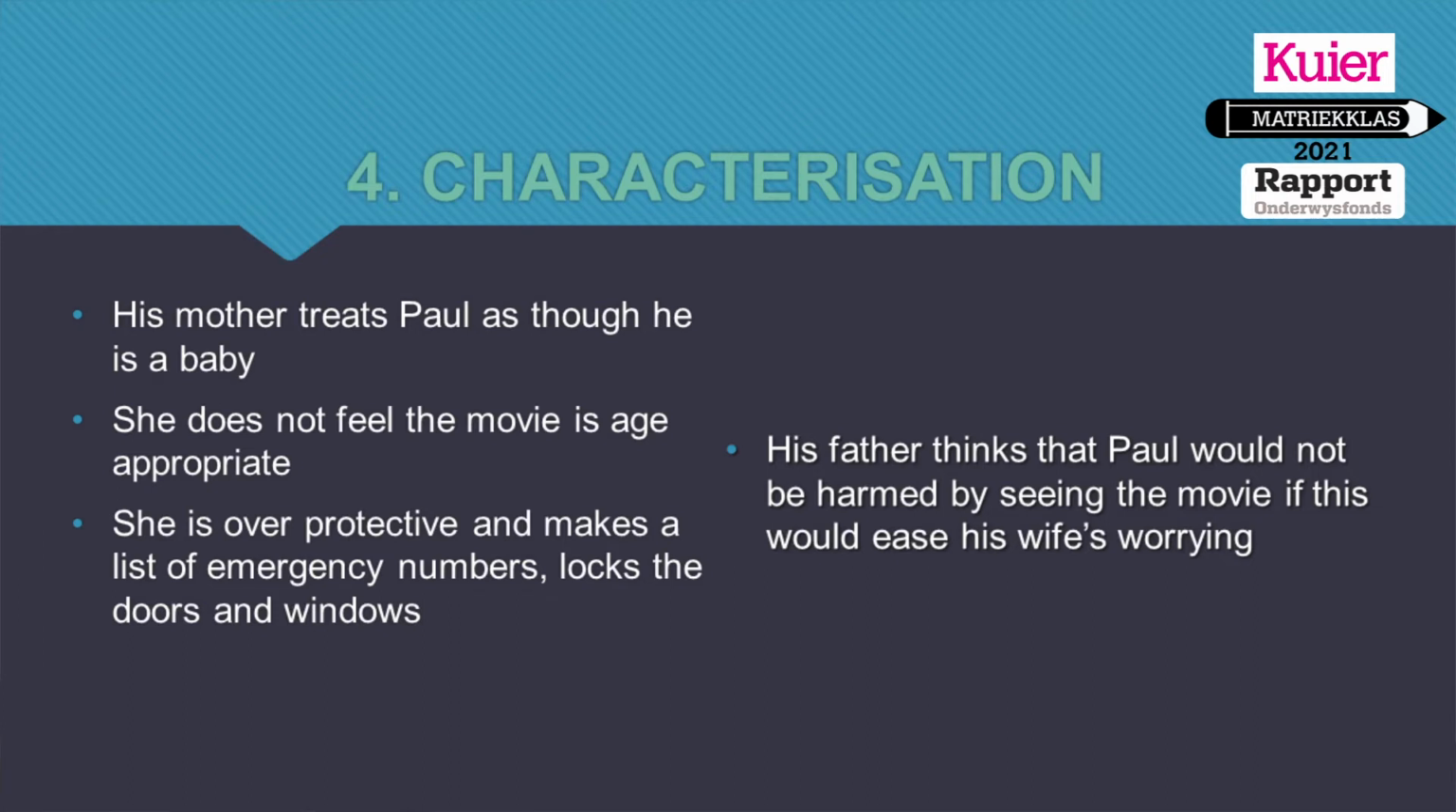So, Paul's mother, she treats him like a baby. What else can I say? Nothing, because that's what we've read. So, is she round or flat? You decide. She doesn't feel the movie is age appropriate. She's overprotective. She makes a list of emergency numbers. She locks the doors and the windows. What does that tell us about her? It all tells us that she is overprotective. The next one. His father thinks Paul would not be harmed. So his father's like, the child needs to grow up. If we go to the next one.